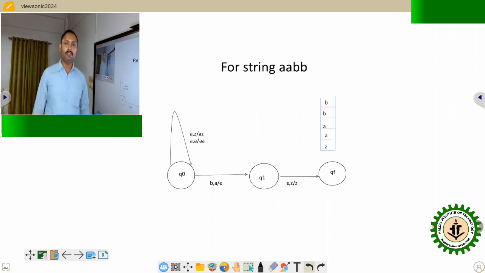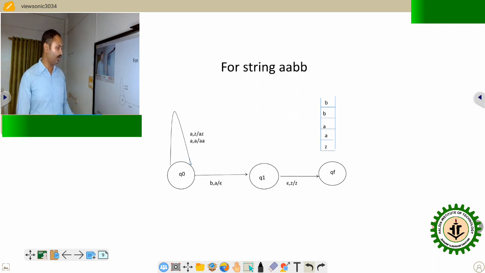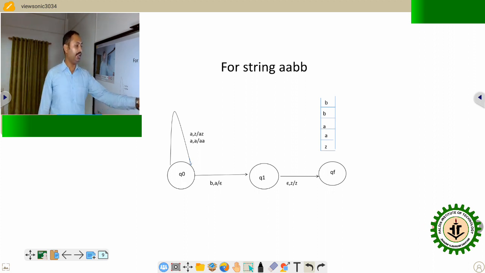notation whether the stack is empty or not. Now we have to add A after Z. So this transition will happen. Input symbol is A and current top symbol is Z. So we can easily add A over Z.